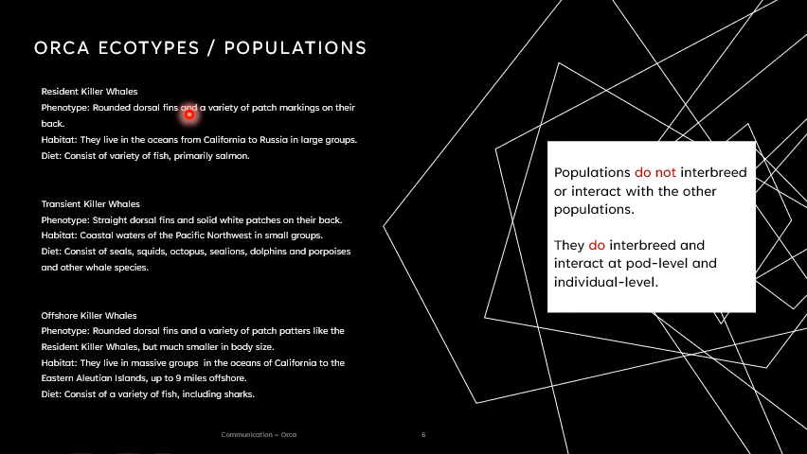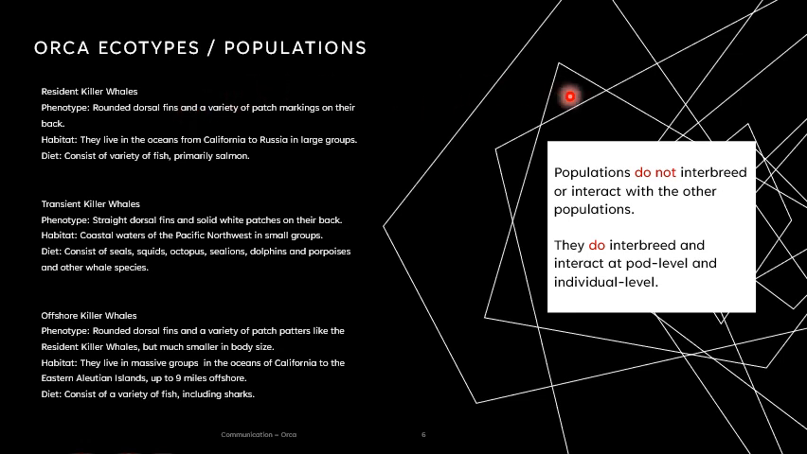Offshore killer whales, they also live in very, very large groups. They live in the oceans from California to the eastern Aleutian Islands, and their diets also consist of a variety of fish, and they also eat sharks.